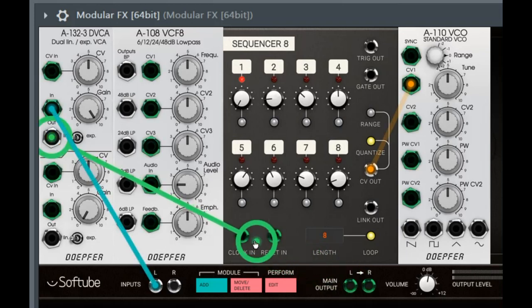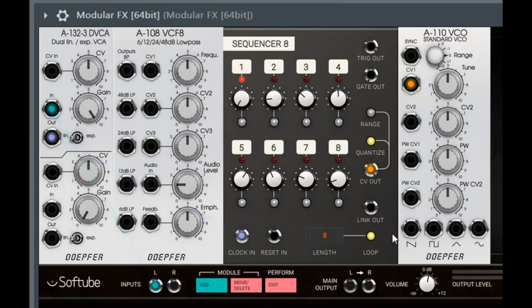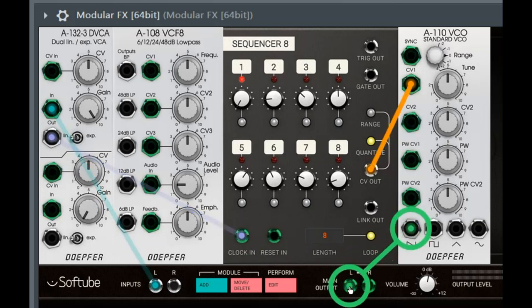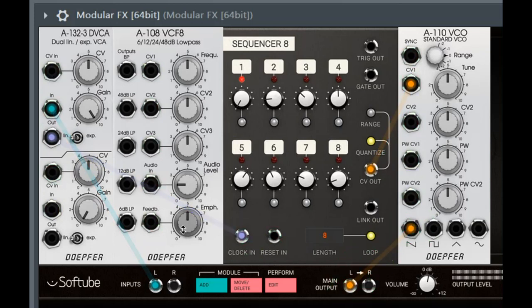Or a field recording taken at a shopping center and sent through an attenuator amplifier to set the trigger threshold will deliver interesting rhythmical variations.